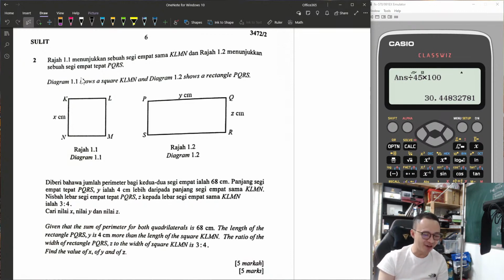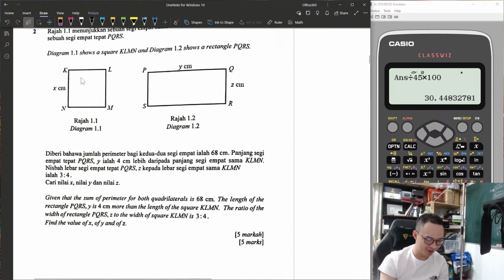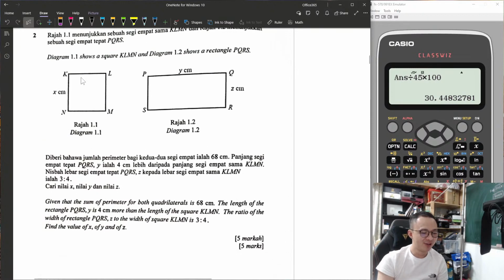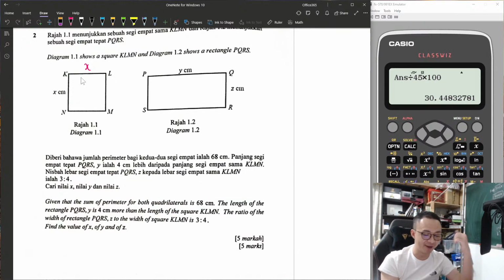So we have this diagram. Is it the same question? Oh no, it's not the same question. Okay. So we have a square here. Here is x and here is x. Then we have a rectangle. It's given the sum of the perimeters of both quadrilaterals. Quadrilateral means both shapes are called quadrilaterals. It is 68. Basically, the perimeters of both diagrams added together is 68.